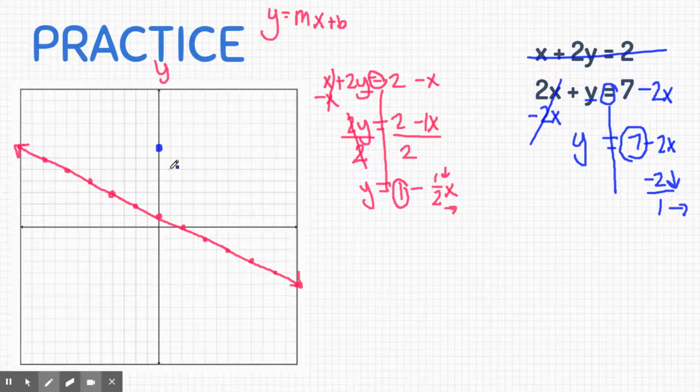So we're going to go down 2 over 1, down 2 over 1, and keep going. Reverse to go from right to left. I'm going to reverse it and go up 2 over 1, up 2 over 1. Now I have my line, so I can draw it in.